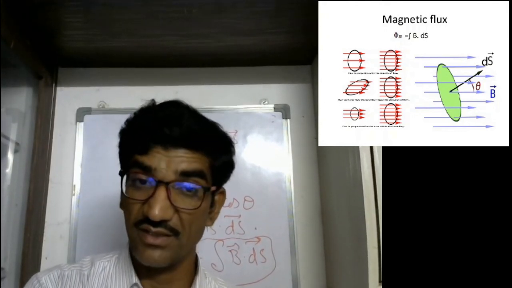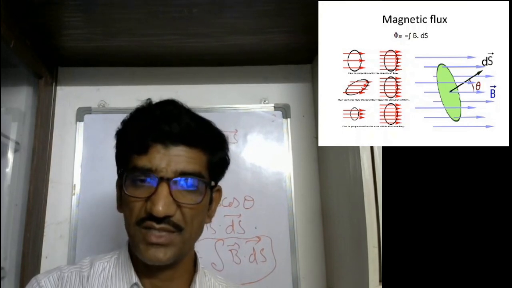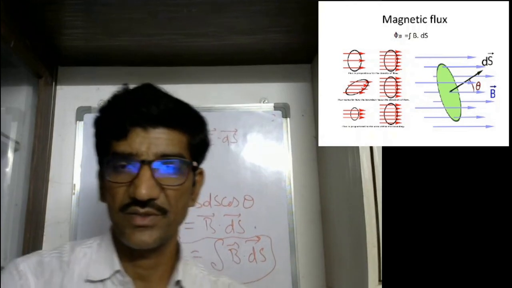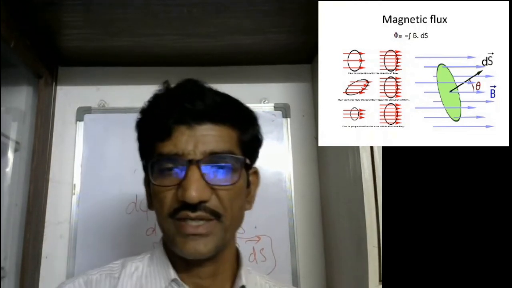Because B and E are vectors, we must determine the direction of those vectors. Okay, right. Let us stop with this.